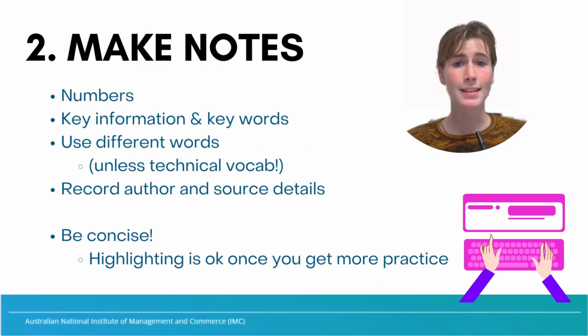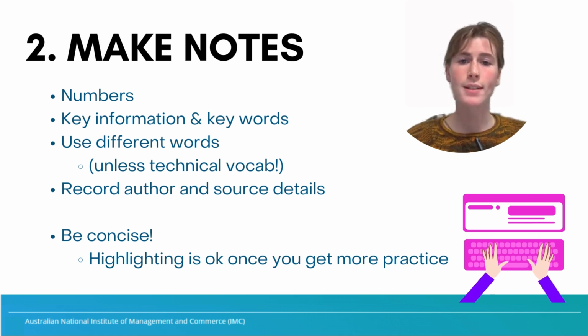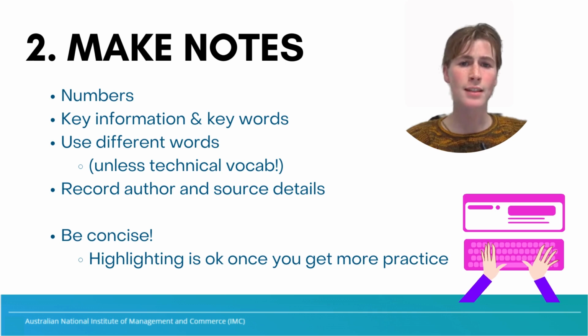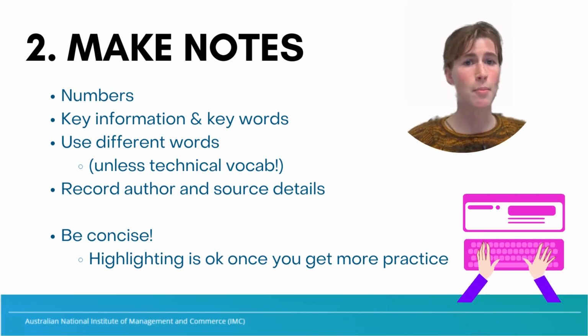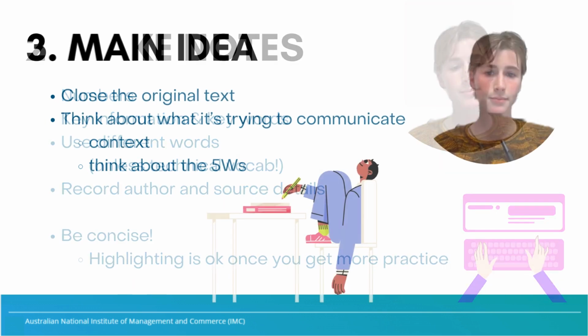Once we understand the text, we need to write down the key information. We want to keep this short so we're not tempted to copy any of the words from the original text. You should write down things like numbers, technical words, and main ideas. Try to use less than 5 words per dot point.